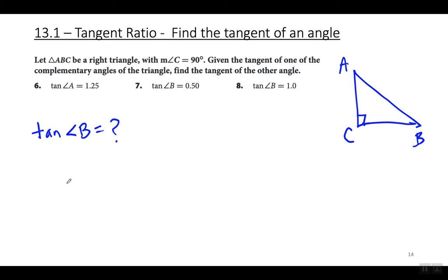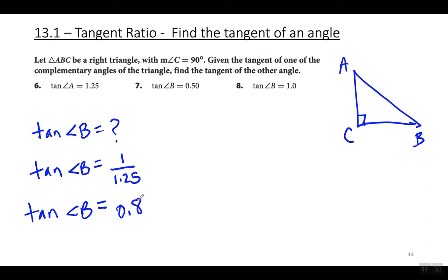Well, we just saw that the two tangents are reciprocals of each other. So to find the tangent of angle B, I would just get the reciprocal of 1.25 by doing 1 divided by 1.25. By the way, they also write it like this, and this is also correct. But the tangent of angle B would just be 1 divided by 1.25, and in this case, 0.8 would be your answer.